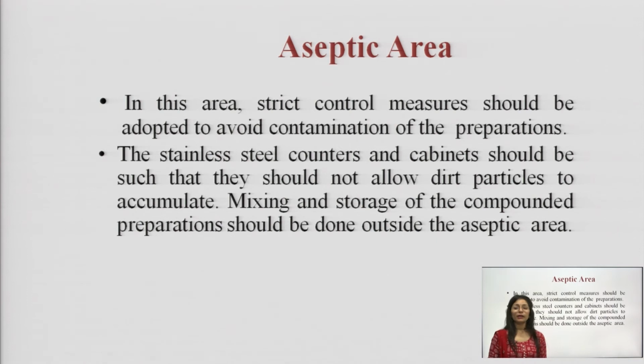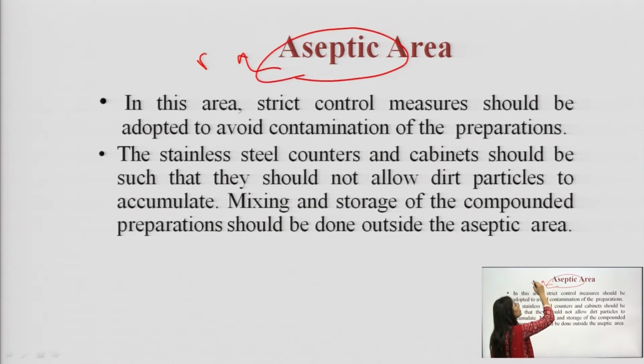Another area is aseptic area. Aseptic area is basically the area where strict control measures should be adopted to avoid the contamination of the preparation. The stainless steel counters and cabinets should be such that they do not allow dirt particles to accumulate. Mixing and storage of a compounded preparation should be done outside the aseptic area, should not be done there. First of all, what is the need of aseptic area? Aseptic area should be pyrogen free. It helps the product to be safe from any kind of pyrogen or foreign materials.